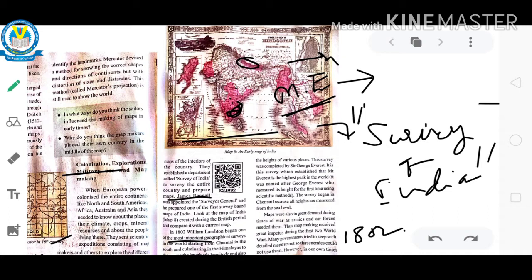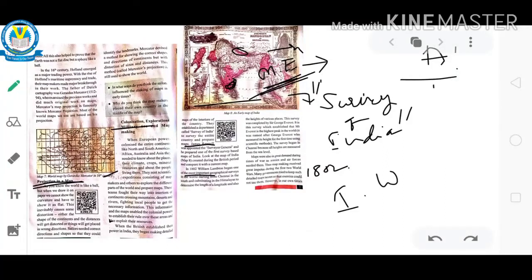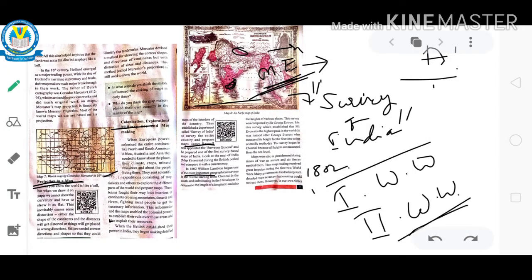Map making was also in great demand at the time of wars. We already know the First World War and the Second World War. In this situation, map making was in very great demand.